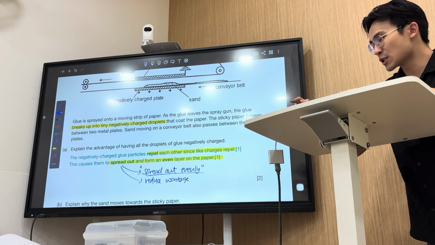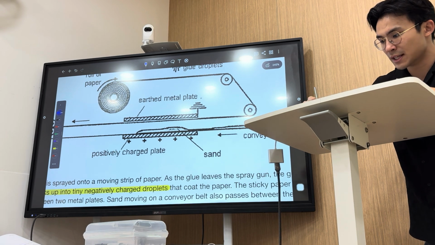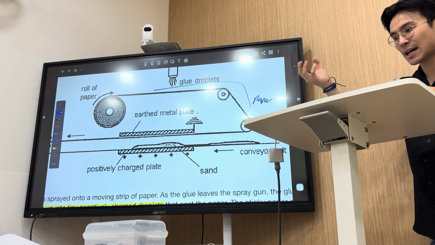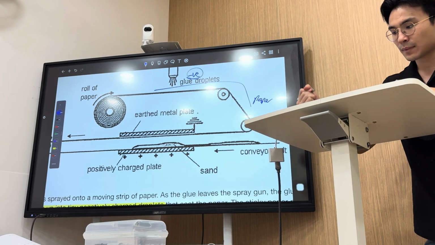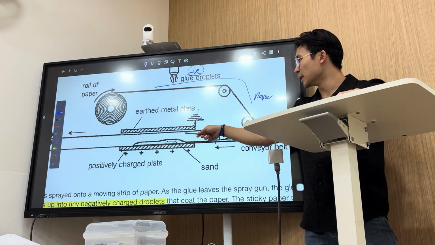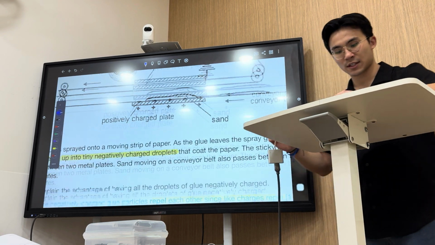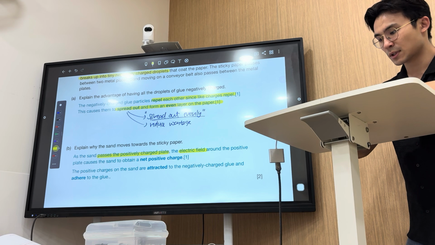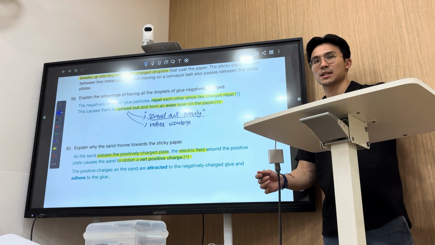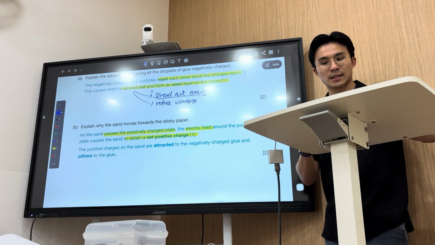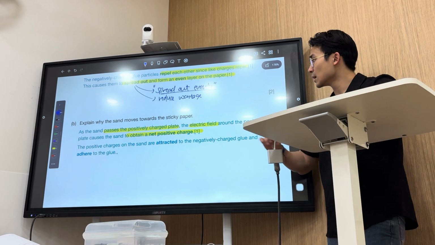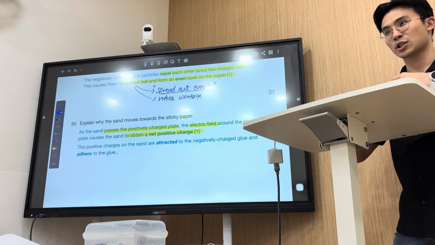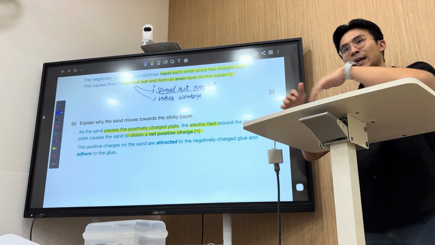Next, remember you're supposed to bring your sand to coat your paper. This is your paper. It is going to attract your sand upwards because your glue droplets are all negative. So you have negative glue droplets and you have a positively charged plate in contact with your sand. When your sand passes through your positively charged plate, the electric field causes it to obtain a net positive charge. This is the hardest question in the paper, because very few schools will teach that the electric field can actually cause an insulating material to obtain a charge.